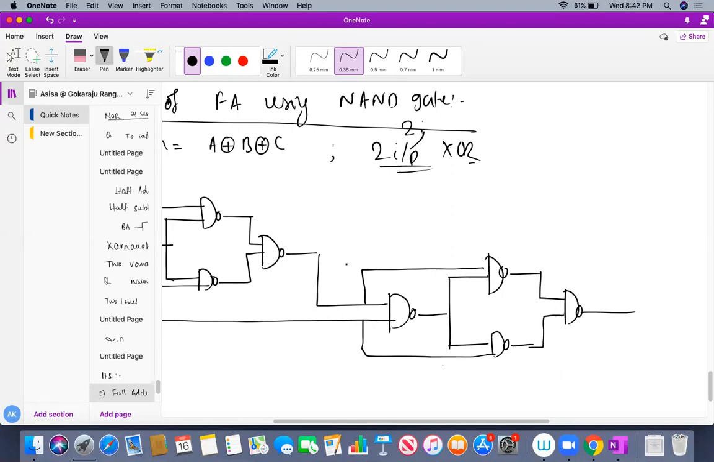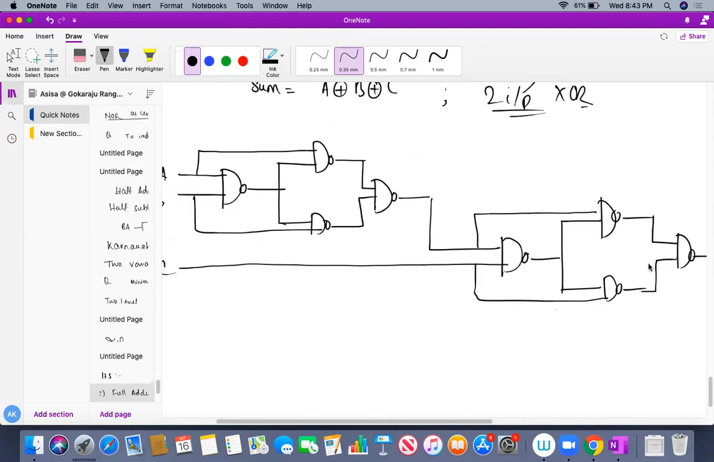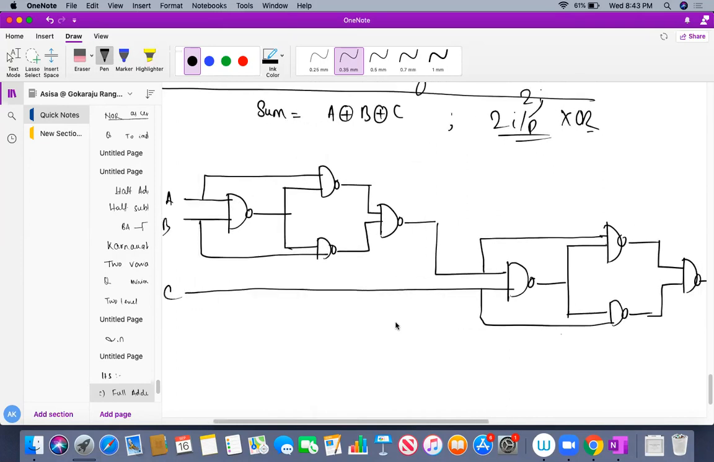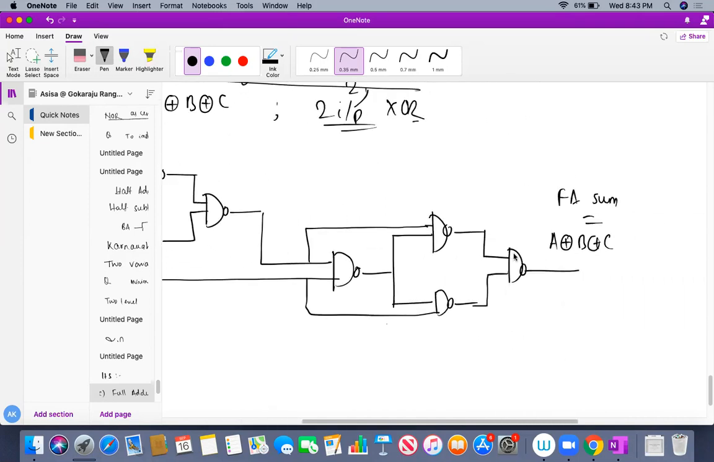This I can claim is A XOR B XOR C, which is nothing else but my full adder sum. Okay, do you all understand, students, what I have done? I have just designed two XOR gates, nothing else. You know that in order to design an XOR gate, the minimum NAND gates required is 4. This will give me A XOR B, and this will give me the output A XOR B XOR C. So I can easily design it this way.